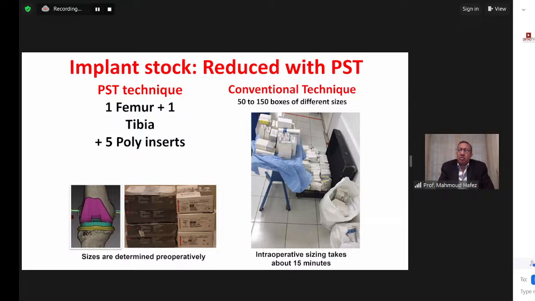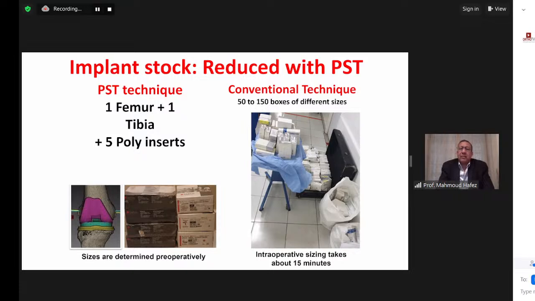But you're having another problem: you're spending 15 minutes or longer to measure the tibia and femur, and then make a decision about which size you're going to use, and asking whoever, the nurse or the medical rep or the company rep, to get these implants. While when we do PSI, as you can see here on the left-hand side, we know all the sizes beforehand.